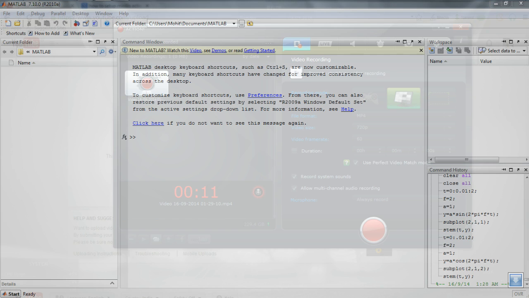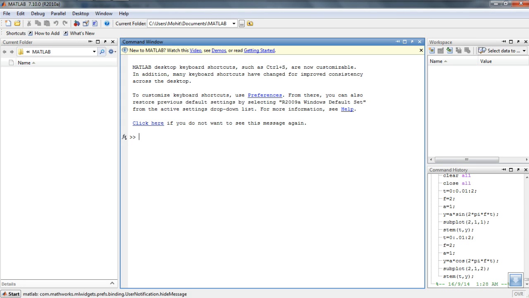Today I'll show you how to generate a sine wave or cosine wave using MATLAB. So this is my basic MATLAB. First of all, let me tell you some commands.